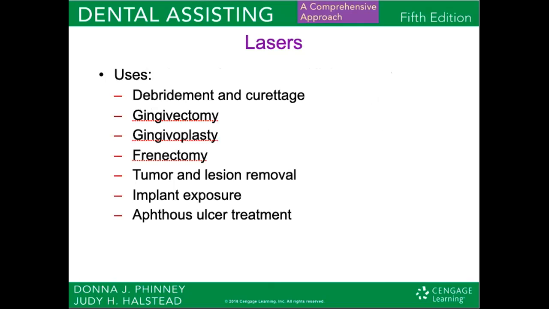So lasers have a variety of uses in the dental office. They can be used on both hard and soft tissue. Their uses include debridement and curettage, gingivectomy, where certain portions of the gum tissue are removed. Gingivoplasty means certain portions of the gum tissue are reshaped. Frenemectomy is a complete removal of frenums, usually why people are tongue-tied. They can be used to remove tumors and lesions. They can expose implants that had been placed, and they can also be used to remove aphthous ulcers.